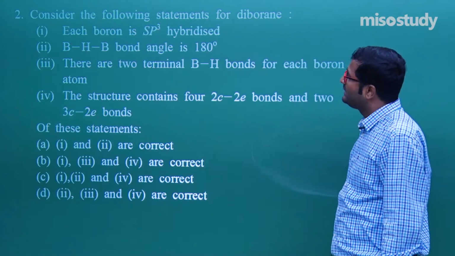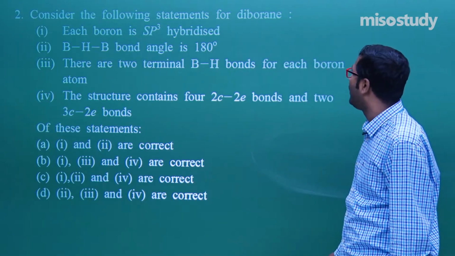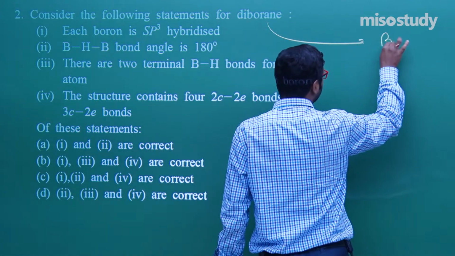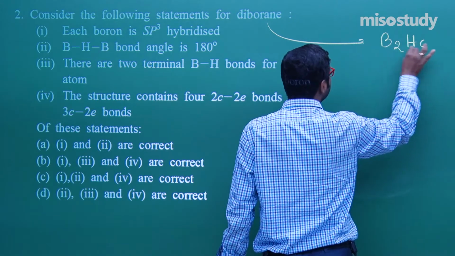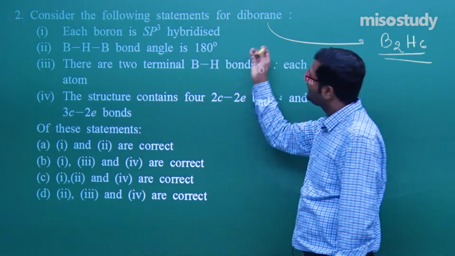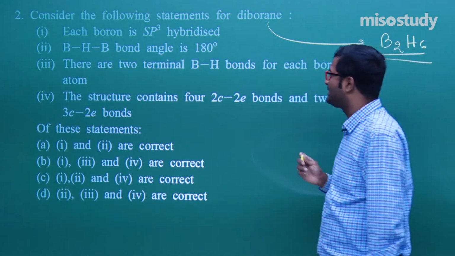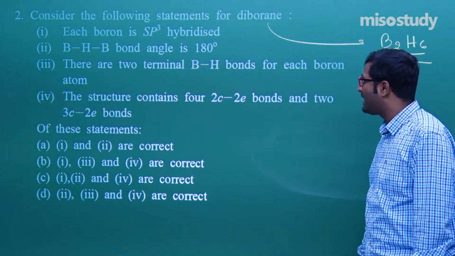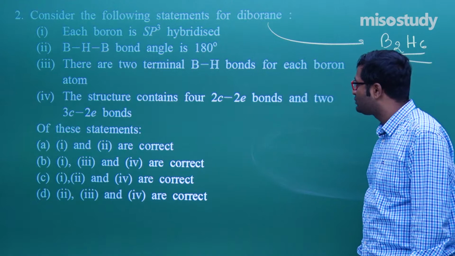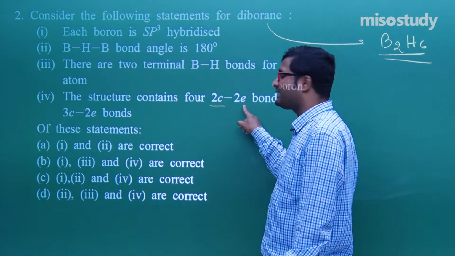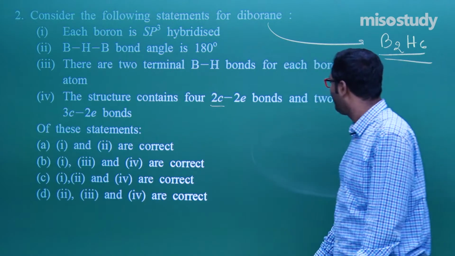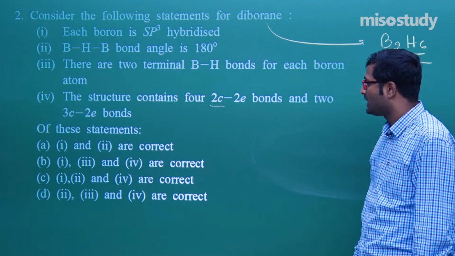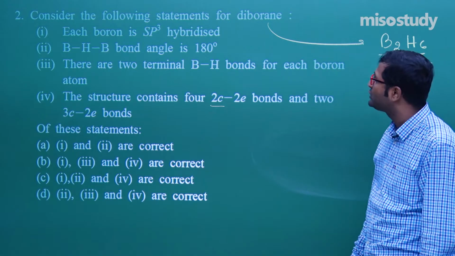Now the next one is: consider the following statements for diborane. What is diborane, friend? As we know, the formula of diborane is B2H6. Now read the statements. Each boron is sp3 hybridized. Angle is 180 degree. 2 terminal bonds for each boron atom. The structure contains 4 2c-2e bonds, that is 2 center 2 electron, and 2 3c-2e bonds, that is 3 center 2 electron bonds. Out of these statements, which ones are correct?